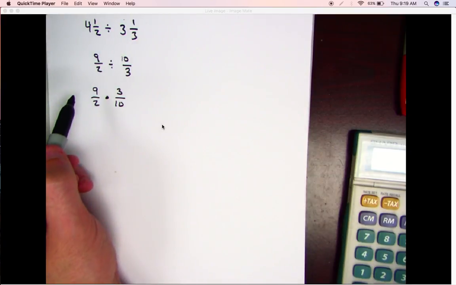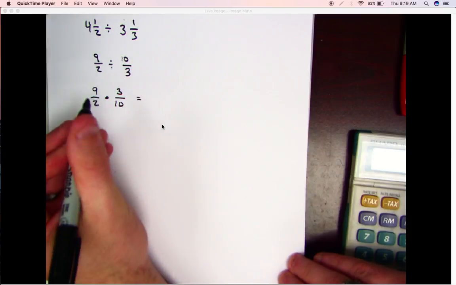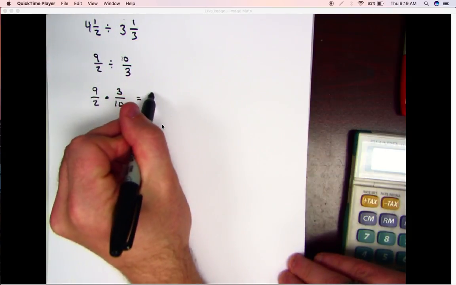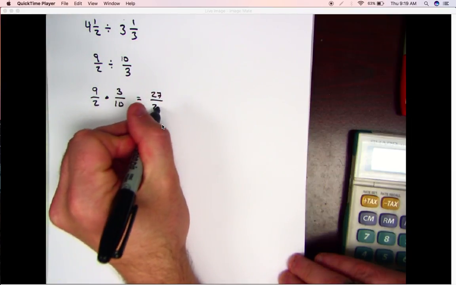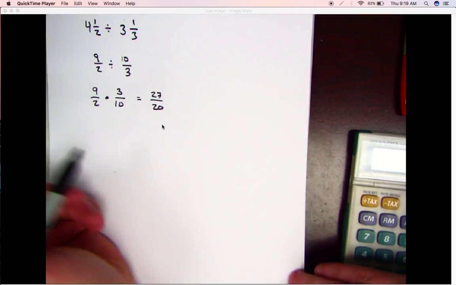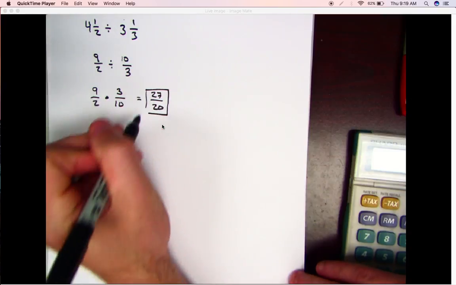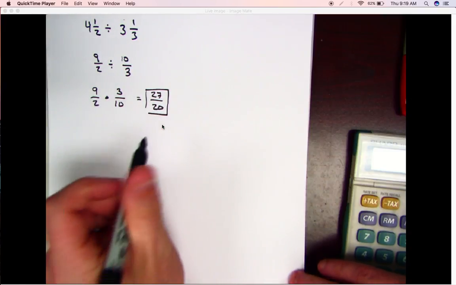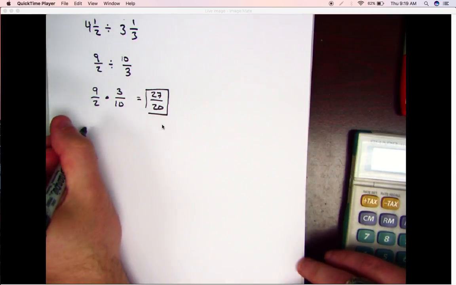So when we multiply, we can actually just multiply straight across. So that means 9 times 3, which gives us a 27, and then a 2 times 10, which gets us a 20. So right now, our final answer would be 27/20. However, if you feel really comfortable about mixed fractions, you can convert this improper fraction into a mixed fraction.